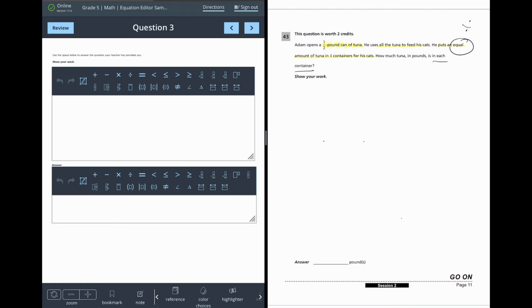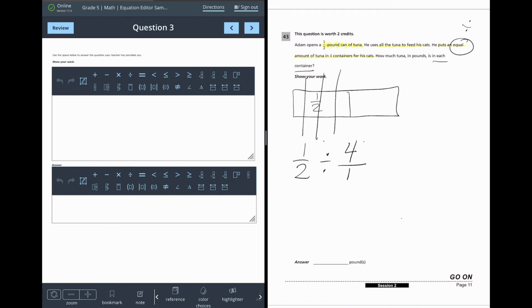Okay, so think about this. He has half a pound of tuna, and he's breaking this up into 4 equal pieces. So I'm doing 1/2 divided by 4. I'm going to change this to a fraction so we have it. Let's rewrite this as a multiplication problem. 1/2 times 1/4, and I get 1/8. So each container has 1/8 pounds of tuna.